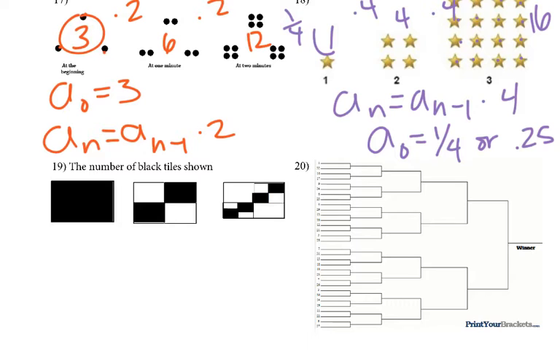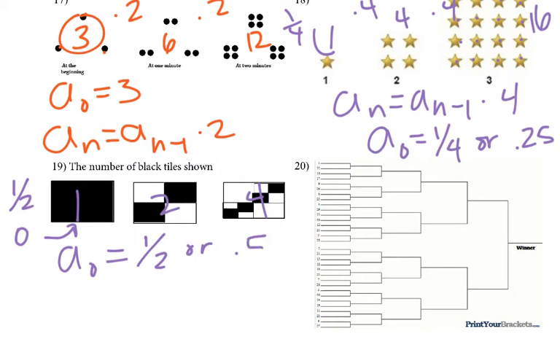Alright, number 19, the number of black tiles shown. So we have 1, then 2, then 4. Okay. It doesn't say if it's the beginning or what, so we can assume that that's the first term, so we go back to the 0, we divide by 2 and get 1/2. So a sub 0 equals 1/2, or 0.5 for your decimal lover. Then a sub n equals a sub n minus 1, and we're timesing by 2, aren't we?